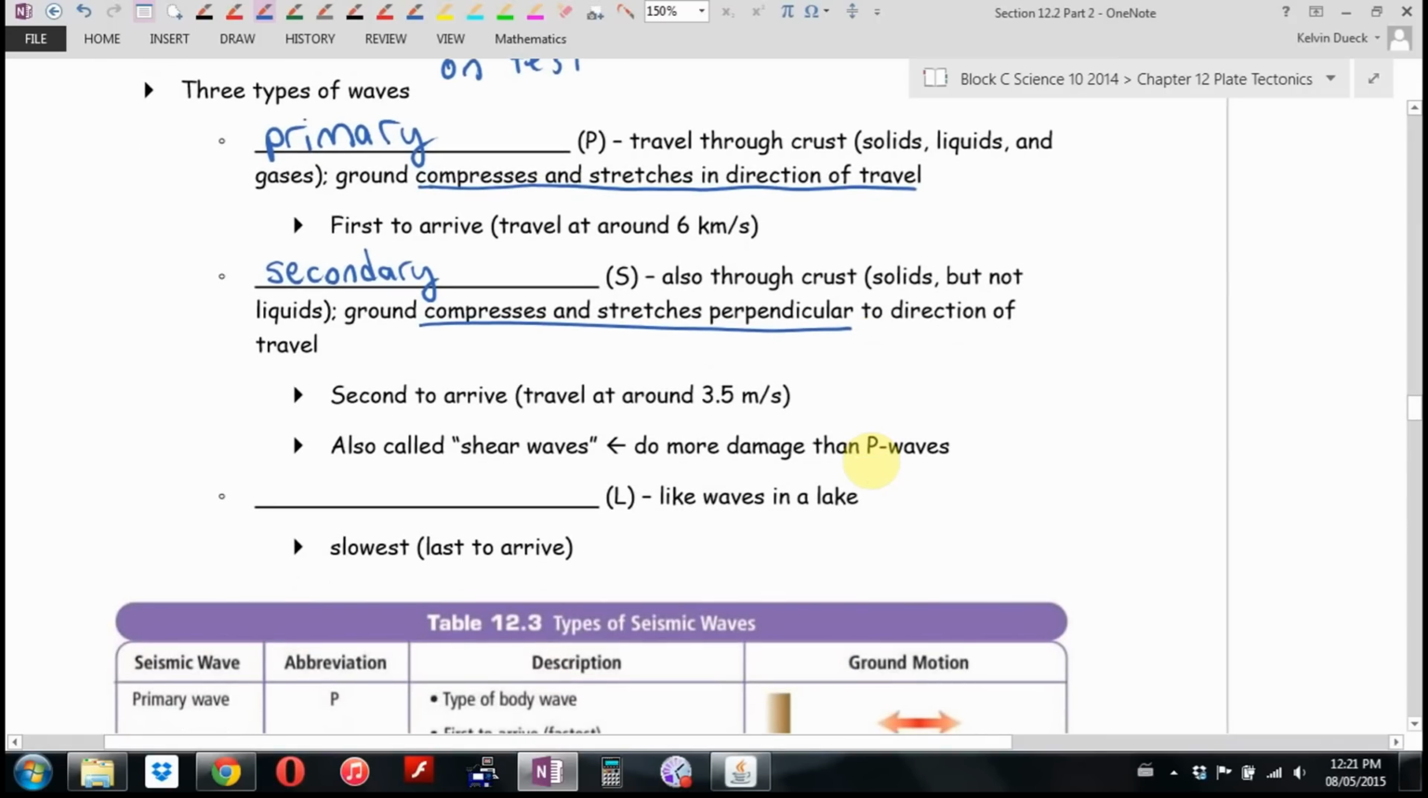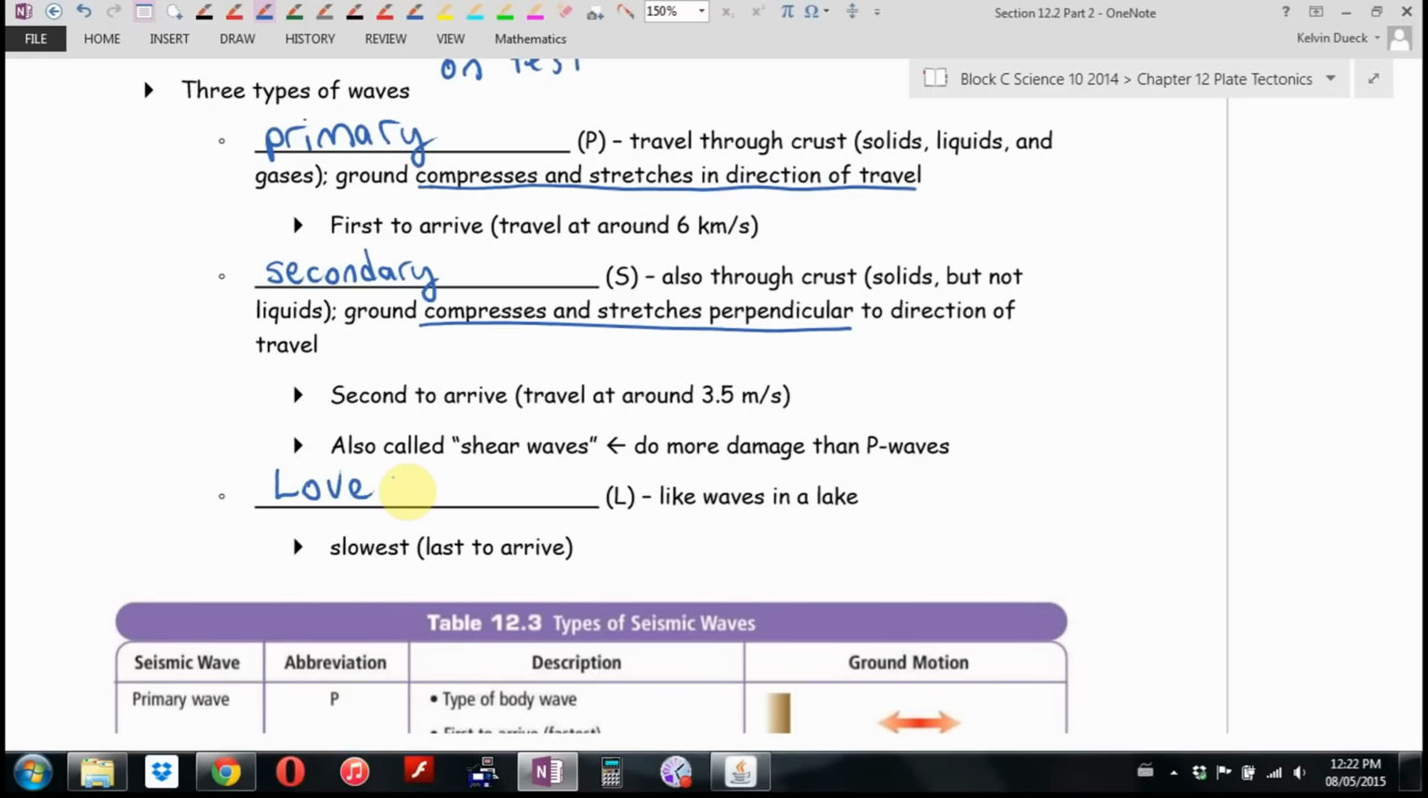The last, sadly, they're not called last. They are called L waves, but L is not for last. L is for what all of you need a bit more in your life. They're love waves. It's named after a scientist whose last name was Love, but you can remember that love waves are the last to arrive. Okay?